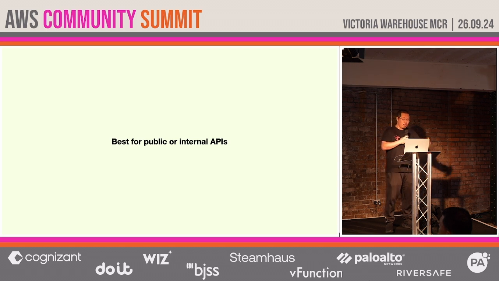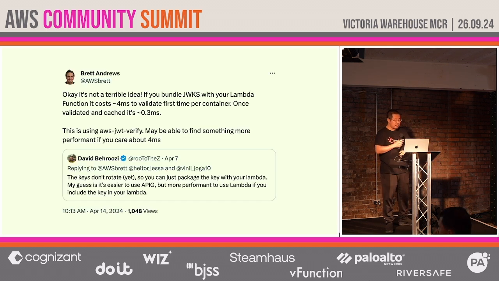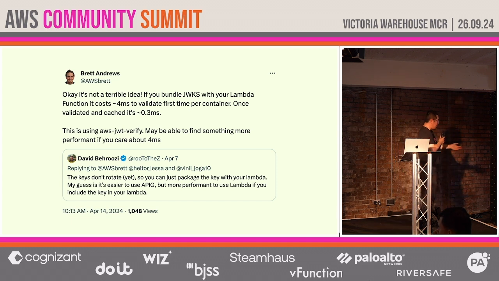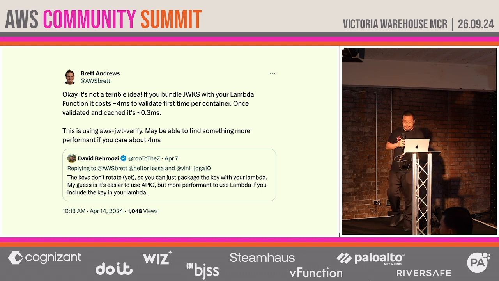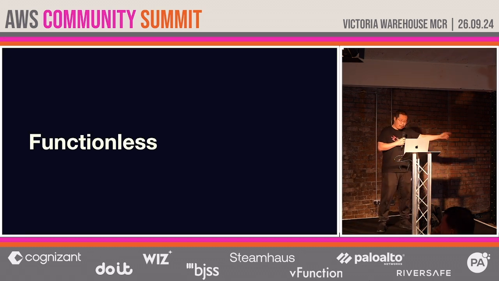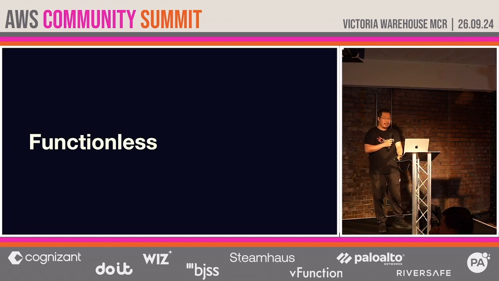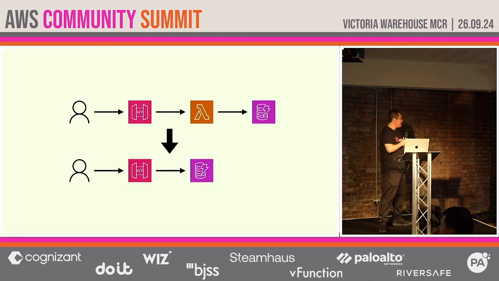But it's great for public APIs or internal APIs. But turns out, using Lambda function URL with Cognito is also viable. Turns out it's actually really quick to authenticate your token. We can go the other way as well, so that instead of removing API Gateway and going function URL, we can actually go the other direction.